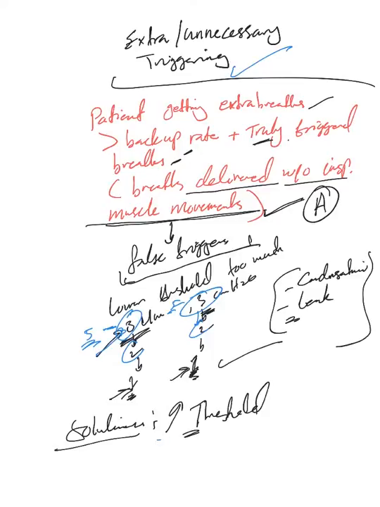So to fix this, increase the threshold, let's say from 1 to 2, because these problems with the tubing and circuits usually don't cause a significant drop in pressure or flow. So it doesn't happen unless there is a really very low threshold. So that's the solution for extra unnecessary triggering.